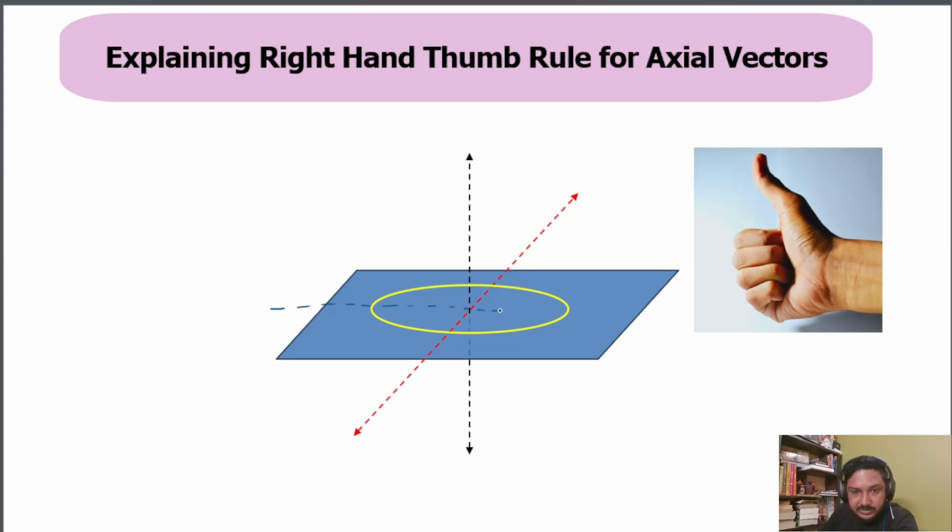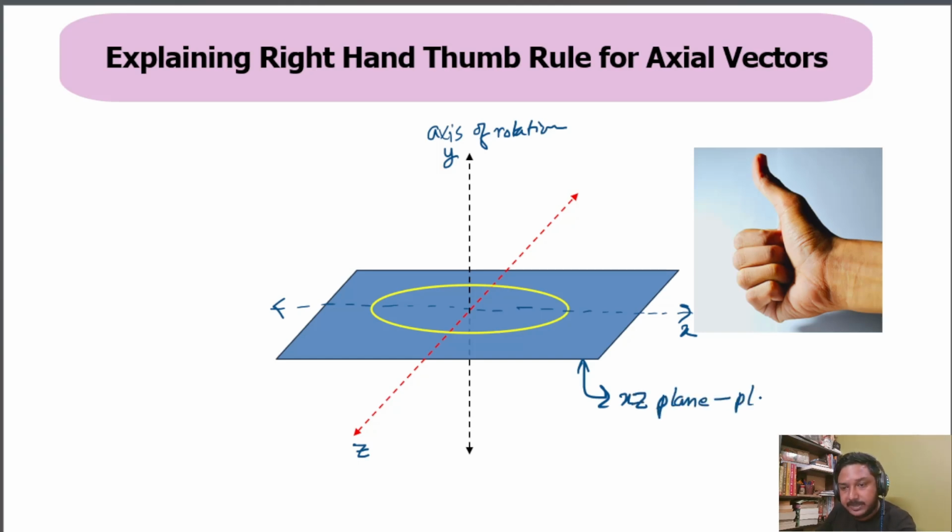This will be, say, the x-axis in this direction. So this is the x-axis, this is the y-axis, and this is the z-axis. So x, y, z. This rotation is happening in the xz plane, and y is the axis of rotation. This y is the axis of rotation, and this xz plane is the plane of rotation.